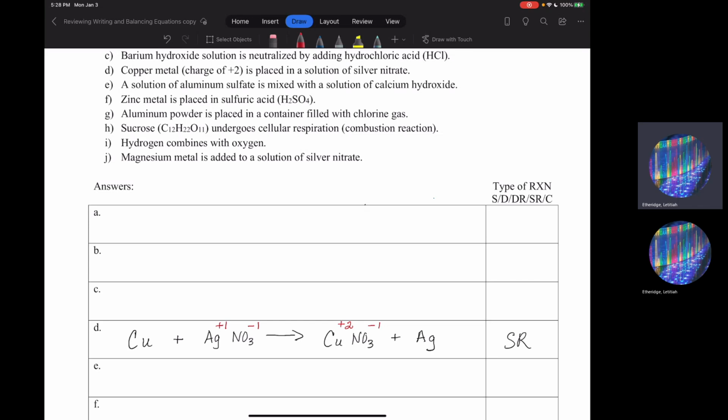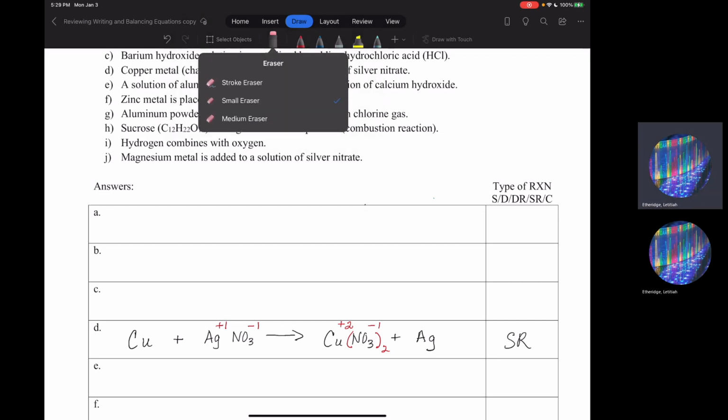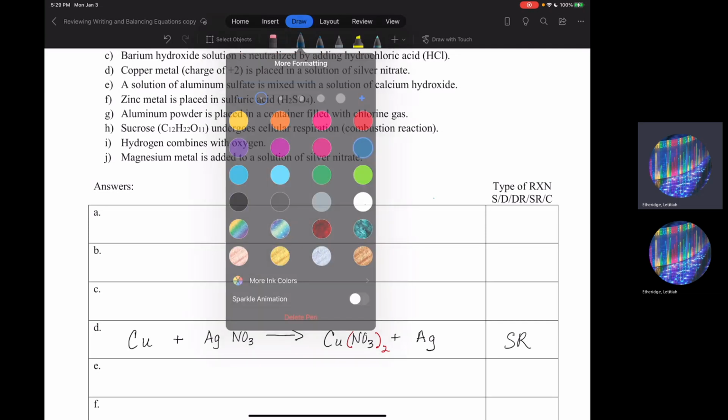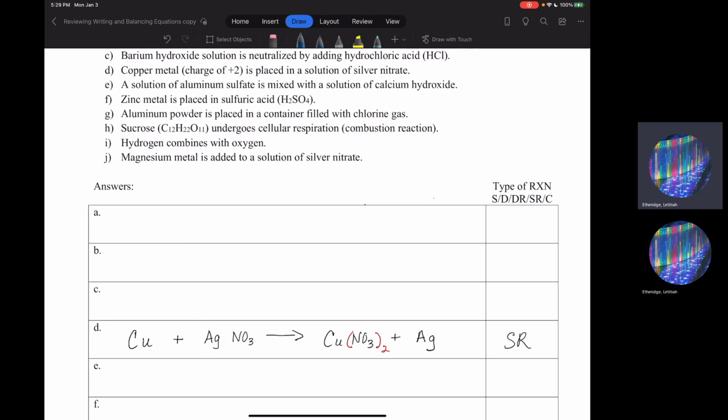So now let's write the correct formula. Silver nitrate is good. Copper and silver are good. The only problem child is going to be our copper(II) nitrate. Remember, you need 2 of them. It's a polyatomic ion, so make sure you put parentheses and then you put a 2. Now we are done with our charges, and we don't need them anymore. I'm hoping that eventually you'll get to the point where you don't feel the need to write the charges, but it's still good practice because we're just starting with balancing equations, and we haven't done it in a little bit.